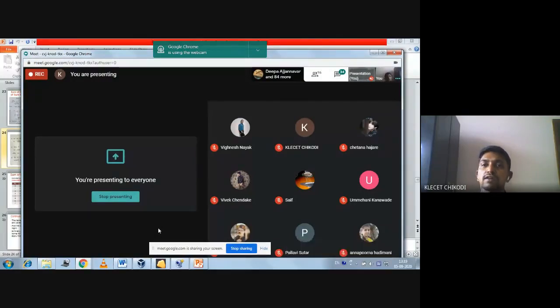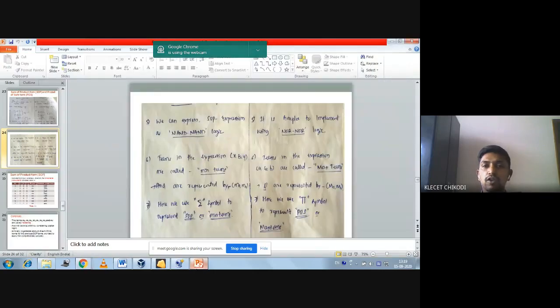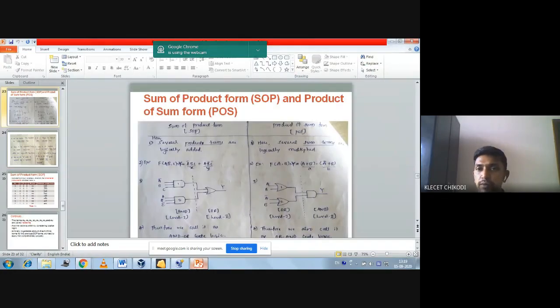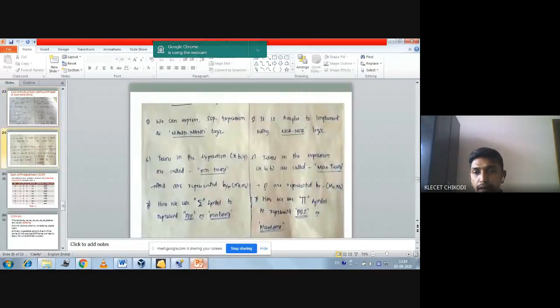Okay, fine. So one thing you have to remember here is the SOP function is AND-OR logic, and similarly the POS function is OR-AND logic. The product terms in the SOP we call min terms, and the sum terms in the POS are called max terms. And for SOP we use the summation symbol for representing the min terms, and similarly we use the pi symbol for representing the max terms.